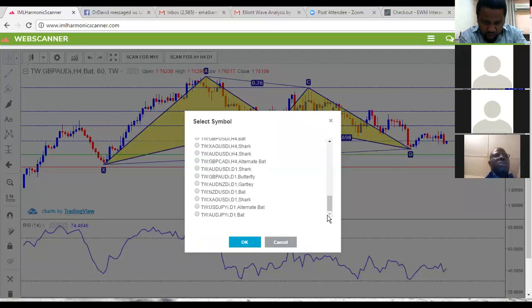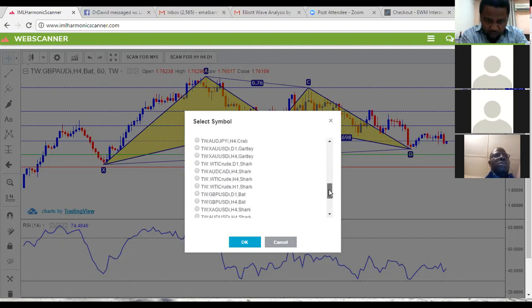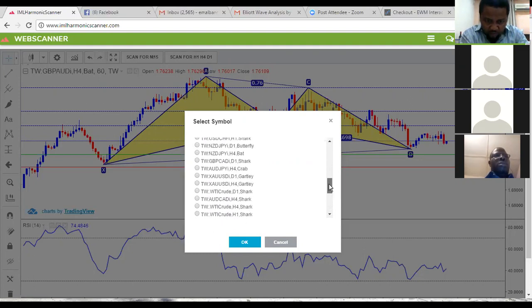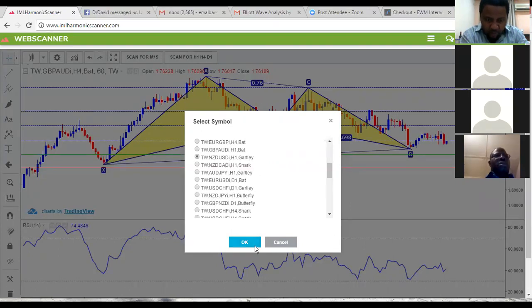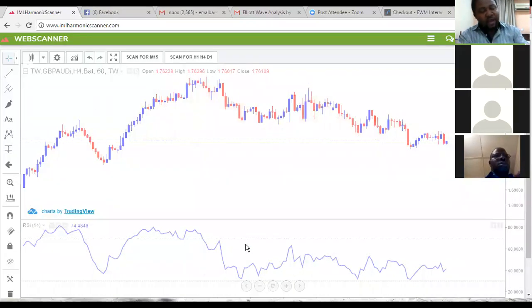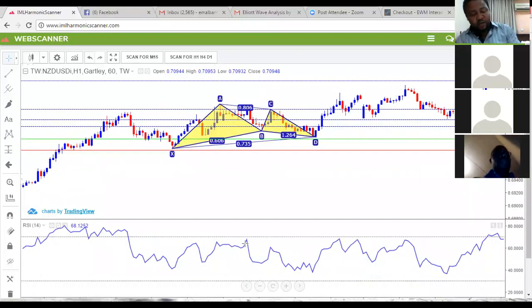Okay, so this is daily. Let's go for the smaller time frame. Let's check for H1. NZD USD, H1. Okay, let's see if it tallies with what the app gave us. The app told us to.